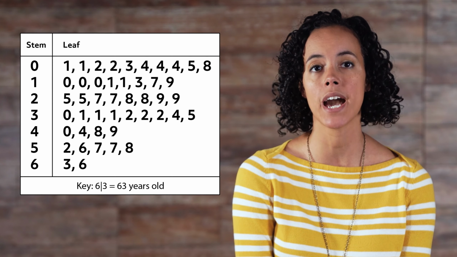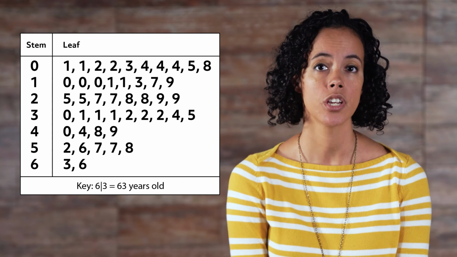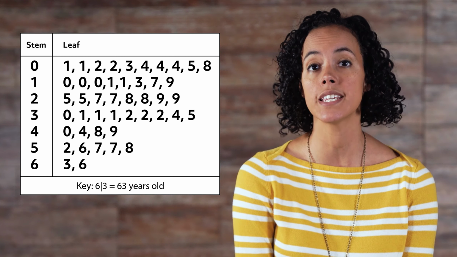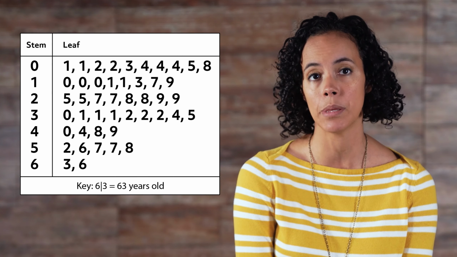This data set shows a pattern that seems to be skewed left towards the younger ages. There are 19 people under 20 and only 7 people over 50.